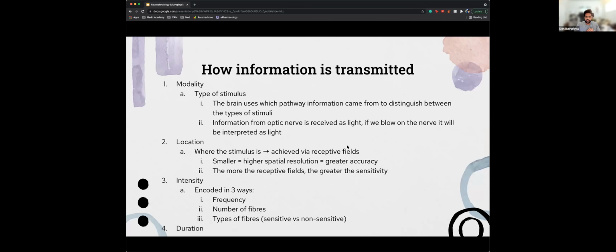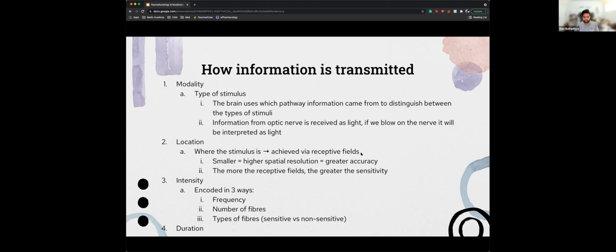Now moving on, the way information is transmitted is based off of these four things: modality, location, intensity, and duration. Modality is just the type of stimulus that we have. Our brain uses which pathway the information comes from to tell us what the type of stimulus is. Because all the information is coming as an action potential, it's basically a chemical release. Because it's the same chemical, the same action potential, it uses the pathway to determine what we are sensing.